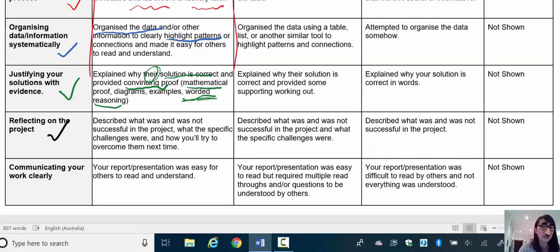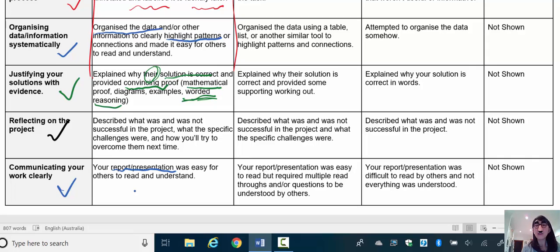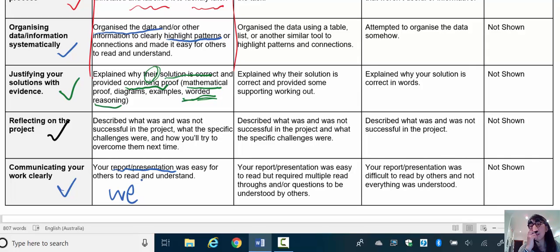Now the last item is communicating your work clearly. This part refers to your report presentation. It is about whether you have used the third person. When you write a report, do not really use I did this, I did that. If you really need to use I, probably change it to we in professional writing. So we rather than I. Avoid using I think and those kinds of things.